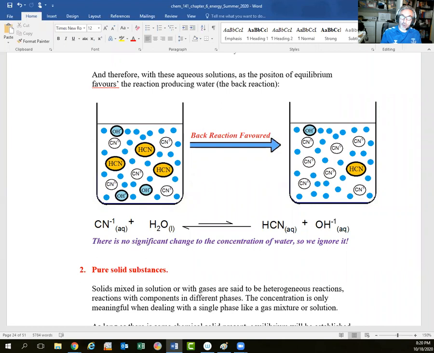So if water is part of the reaction, but any of the other chemicals are aqueous, as it happens with this one, all of the other chemicals are aqueous, but we'd only need one. We would then ignore water when we write the equilibrium expression. We'll look at some examples shortly.